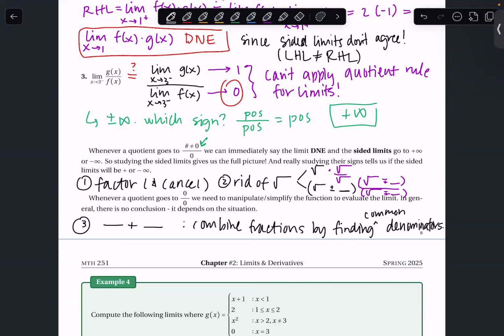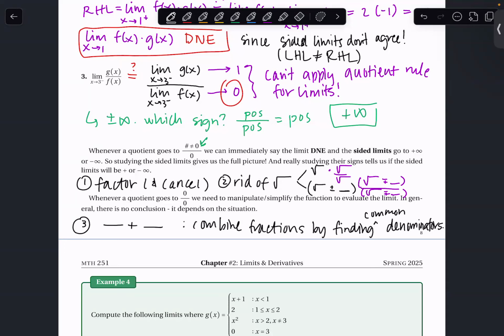Okay, but again, we'll see some of those examples later on in the packet, and we'll see some of those on the homework as well. But those are some typical ways that you could manipulate to simplify and actually solve if you're not allowed to use one of your other rules there. Specifically, if it's 0 over 0, these are the types of ways that we're going to manipulate them.